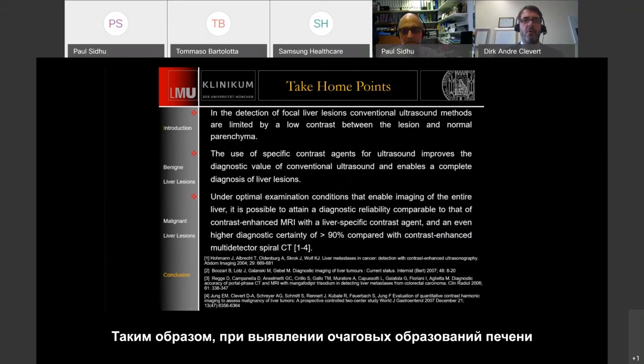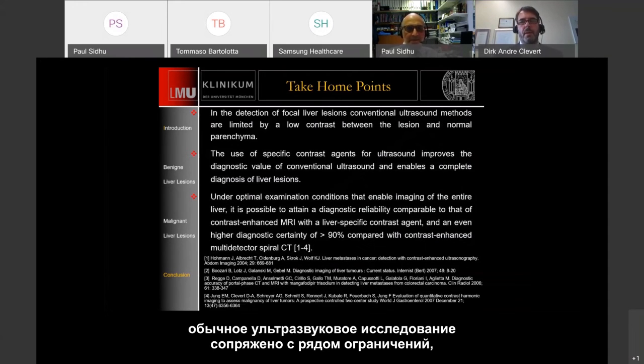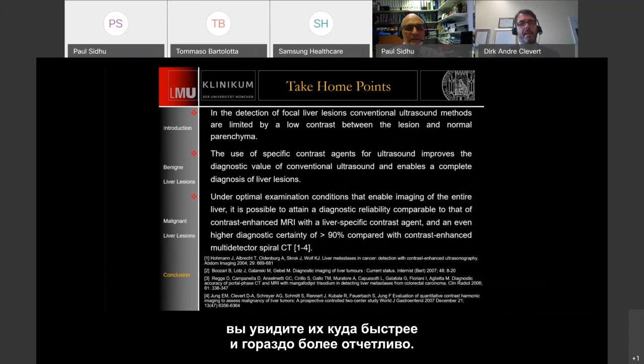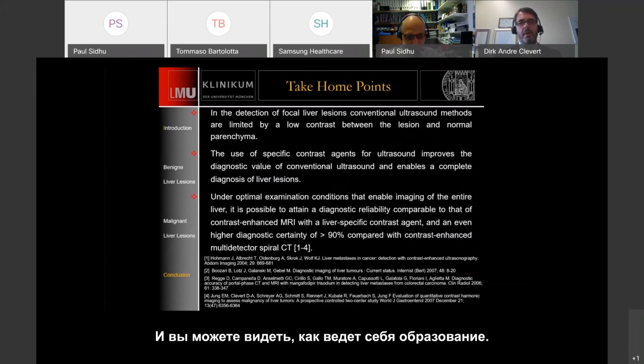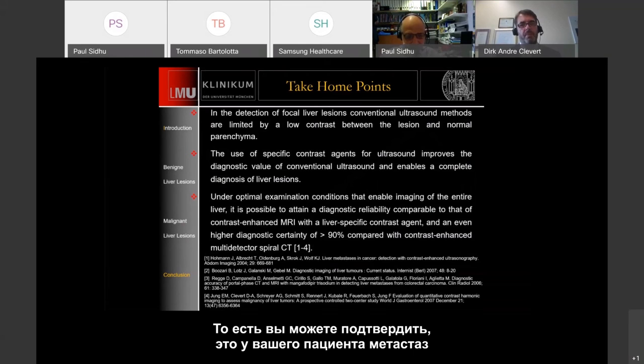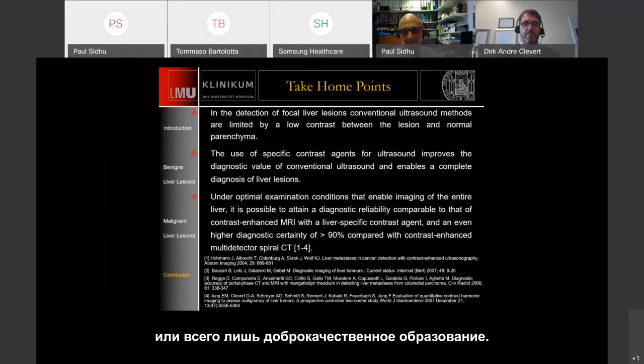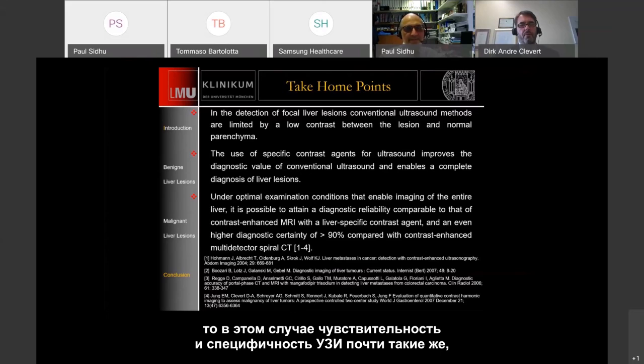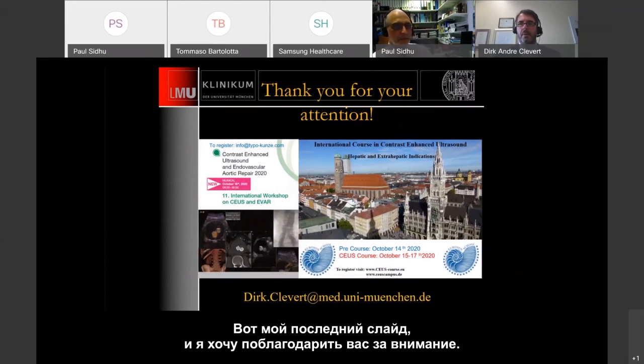So in detection of focal liver lesions, conventional ultrasound has some limitations, especially if you have very low contrast, as I already showed during the presentation. If you inject contrast, you will see it much faster and much more clearly, and you can say how the lesion behaves. So you can confirm whether this patient has liver mets or it might be only a benign lesion. If you have good ultrasound examination conditions, then the sensitivity and specificity of ultrasound is similar to MRI with liver-specific contrast agent. With my last slide, I would like to thank you for your attention.